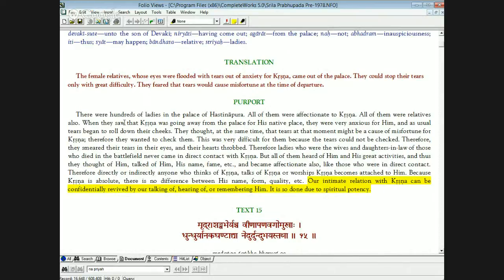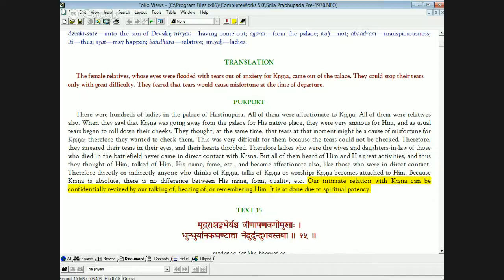They thought at the same time that tears at that moment might be a cause of misfortune for Krishna. Therefore, they wanted to check them. This was very difficult for them because the tears could not be checked. Therefore, they smeared their tears in their eyes and their hearts throbbed.